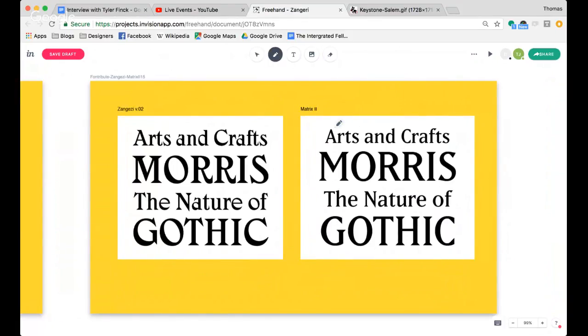So nothing wrong with Matrix. It's perfectly reasonable and adequate in its approach, but definitely if you want more oomphy power in this genre of a Latin serif, you would go with Zangezi Matrix. Zangezi, excuse me.